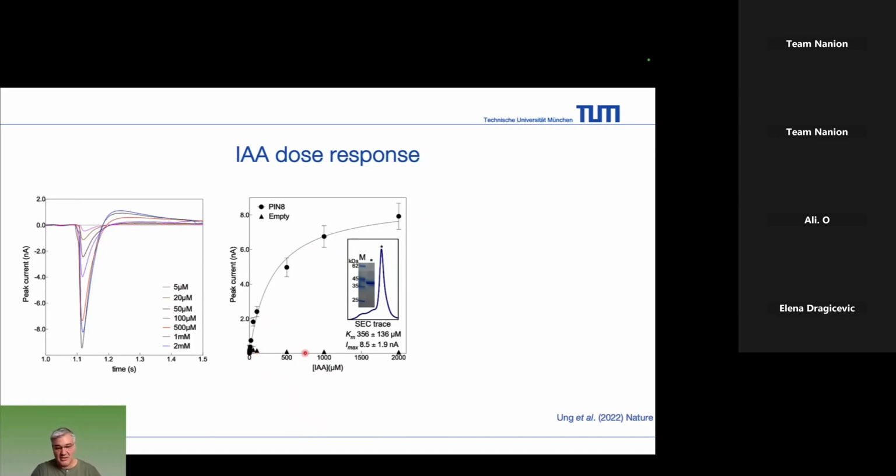and this here, the triangles, is on empty sensors, so nothing much happens. So we got a Km, or better, an EC50 of around 350 micromolar.